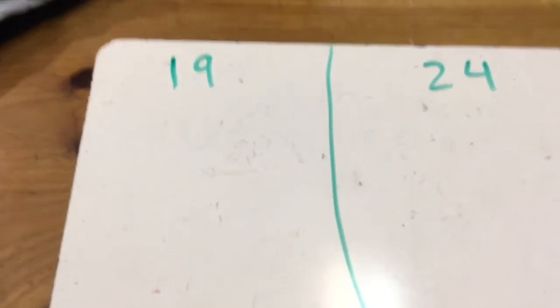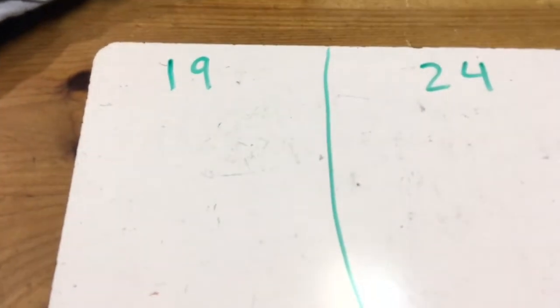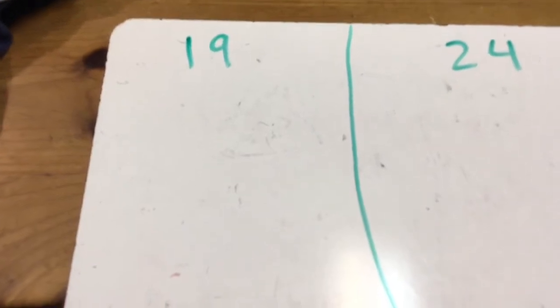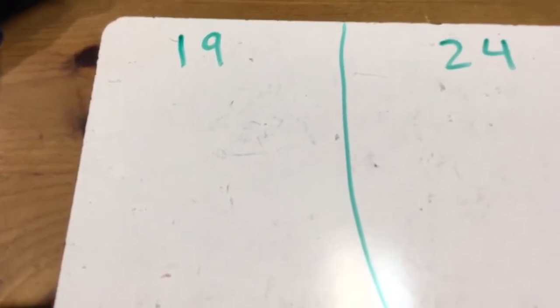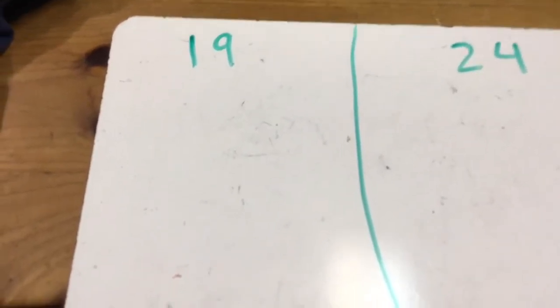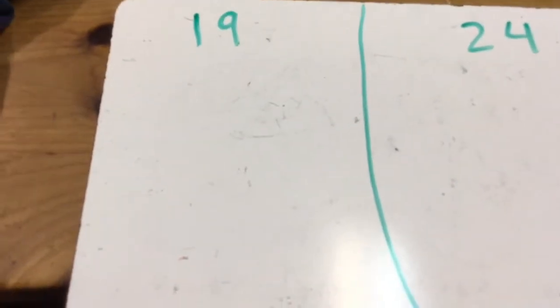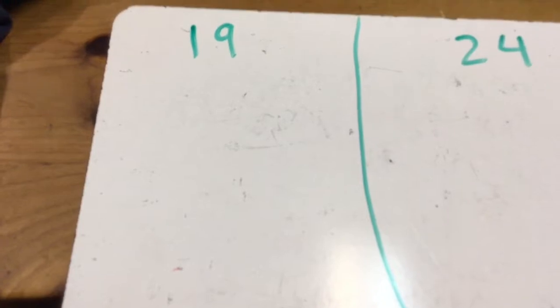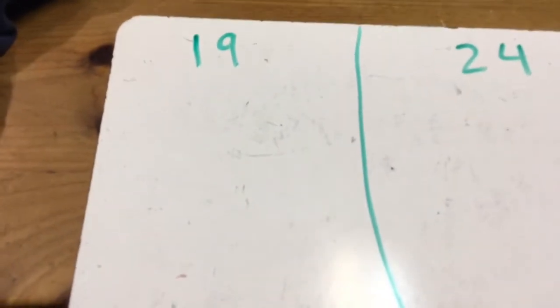What can I divide 19 by? Another way of thinking of this is what times what is 19? 4 times what is 19? 5 times what is 19? 7 times what is 19? Well, none of that works because it is a prime number.